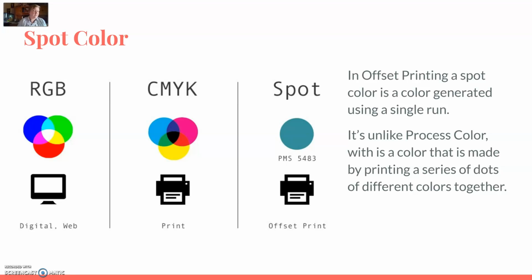So, spot color is in offset printing specifically. A spot color is the color that's generated going over with a single run, which means it's not going to be colors stacked. It's the purest color put down in offset printing. While on the other hand, you have process color, which is the color that is made of printing a series of dots and different colors together to get the desired color.